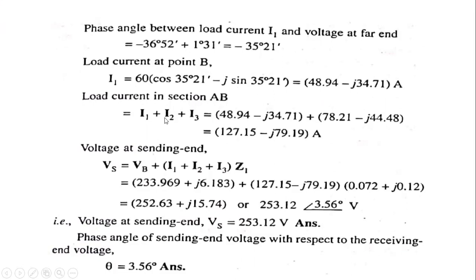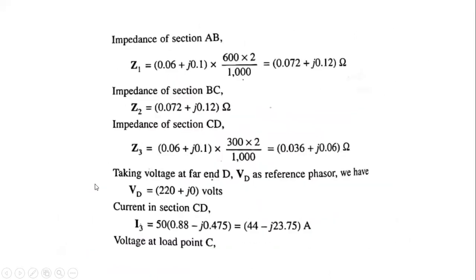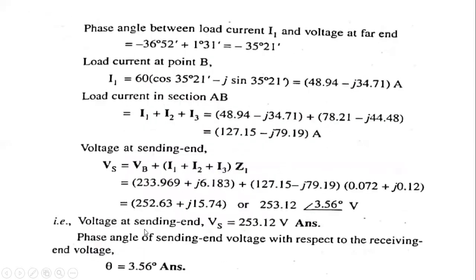Therefore, the load current in section AB is equal to I1 plus I2 plus I3. This is the I1 current, this is the I2 current, and this is the I3 current. Substitute all these three currents, and then we obtain the load current in the AB section.